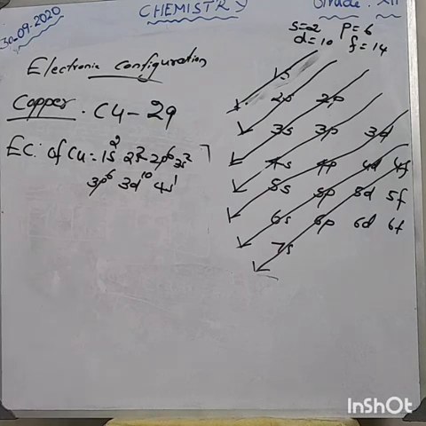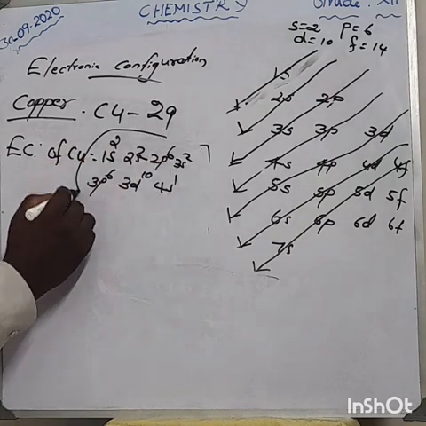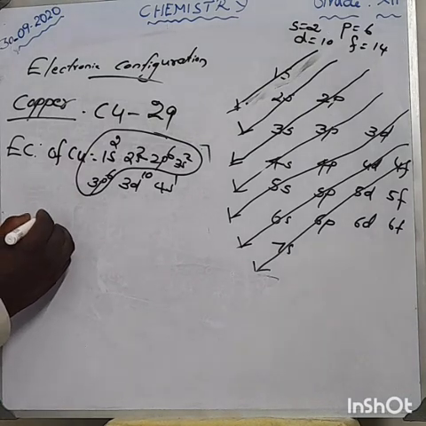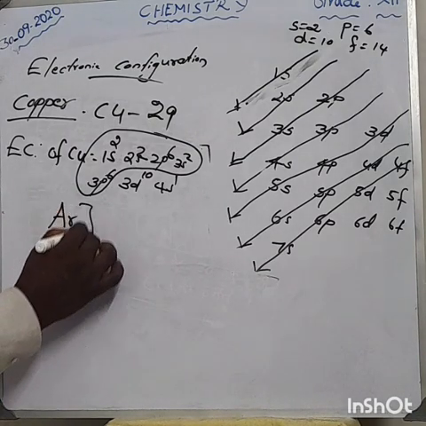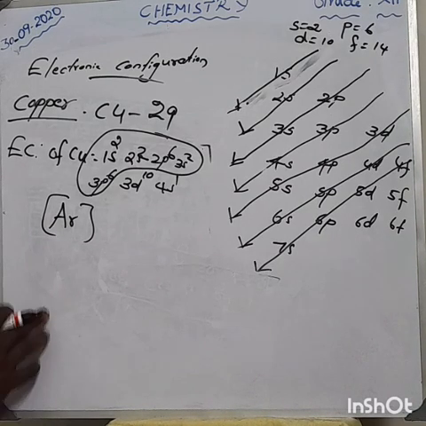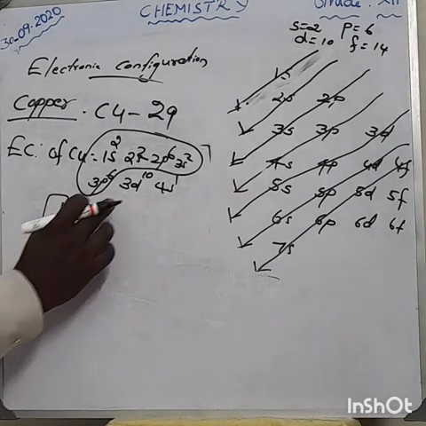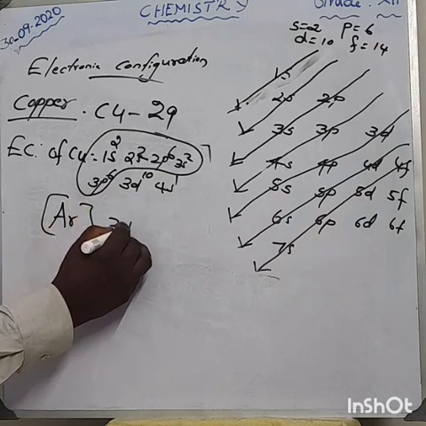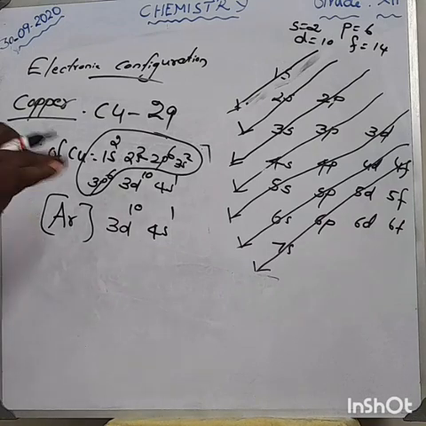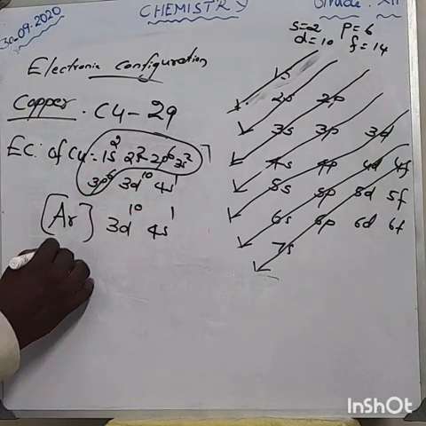Okay? Then how can you write the short form of this electronic configuration of copper? For writing this much, we can write Ar, argon, because the atomic number is 18. So argon, what's the remaining? 3d10, 4s1.